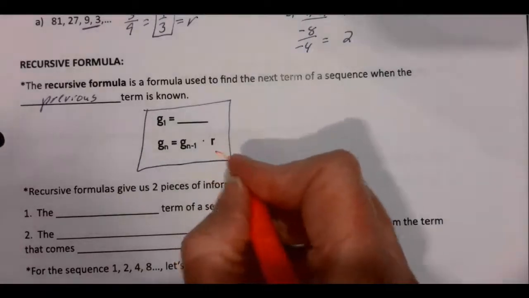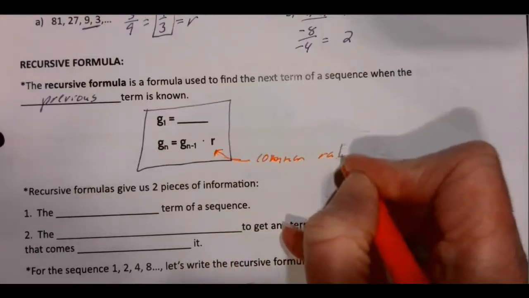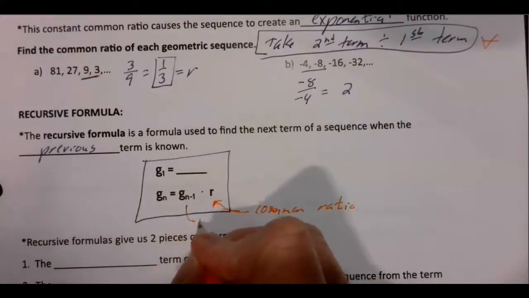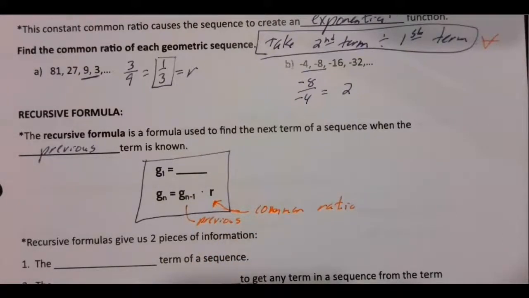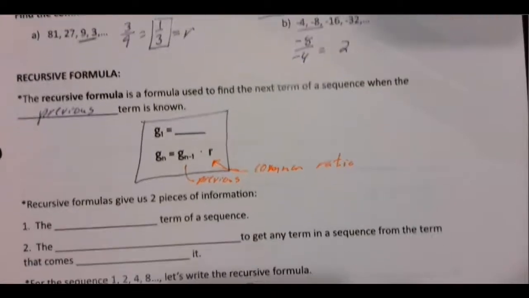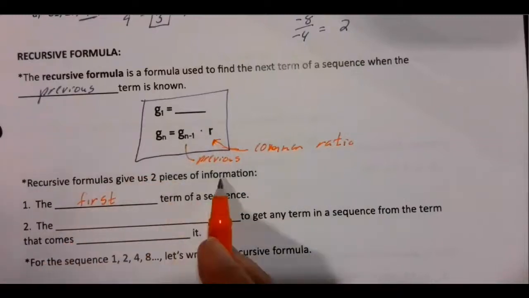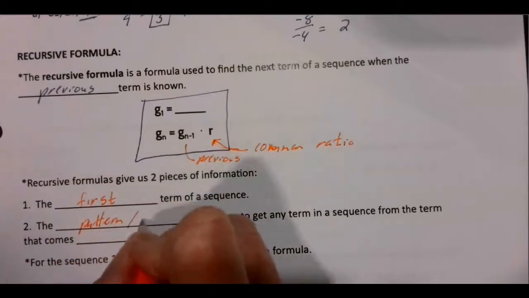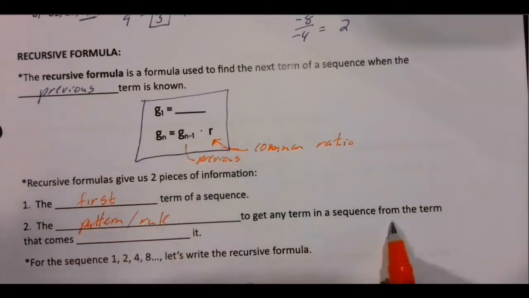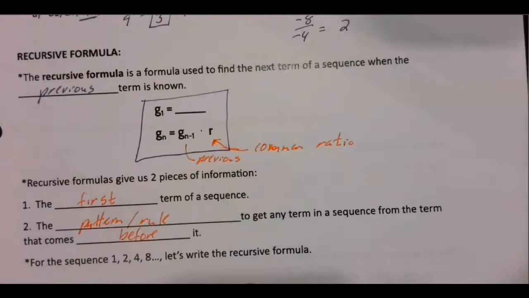So this is the only thing that's actually new. That's your common ratio, and we already talked about how to find that right up here. This, of course, means your previous term, just like it did in the last with arithmetic sequencing. Okay, so nothing too surprising there. Oh my gosh, these words, you're going to go, why do I have to rewrite them again? The first term we are given gives us 2 bits of information: the first term and the pattern or rule to get any term in a sequence from the term that comes before it. Okay, so I'm going to know how to find the next term.